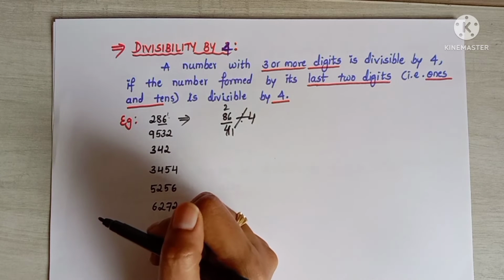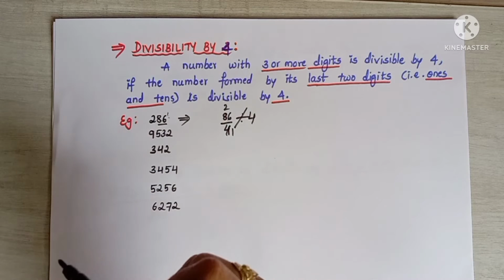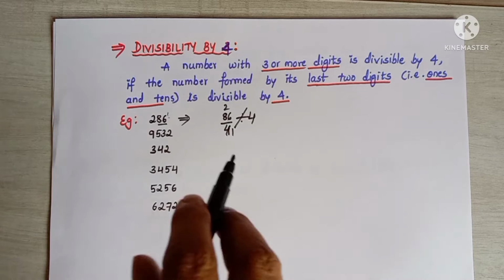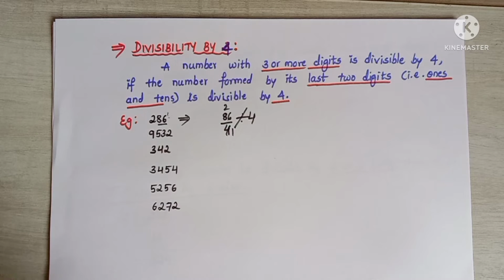Let us see whether it is divisible by 3. For divisibility of 3, what we have to do? We have to sum up the given digits. That is 2 plus 8 is what? 10. 10 plus 6 is what? 16. Whether it comes in the 3 table? No, it does not come in the 3 table. Therefore, this is not divisible by 3 also. Therefore, it is divisible by only 2. And also, it is not divisible by 4.